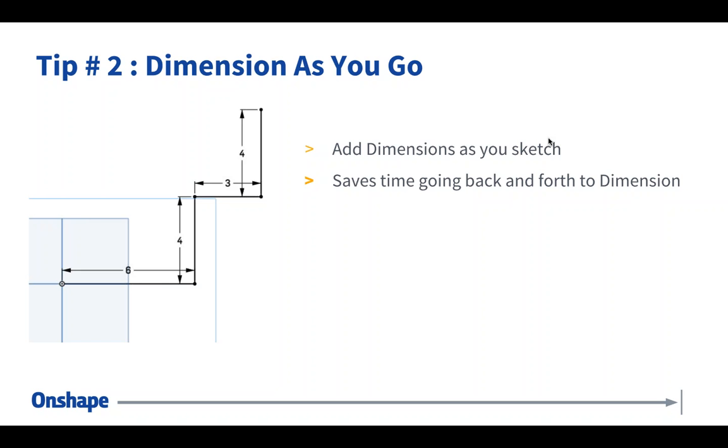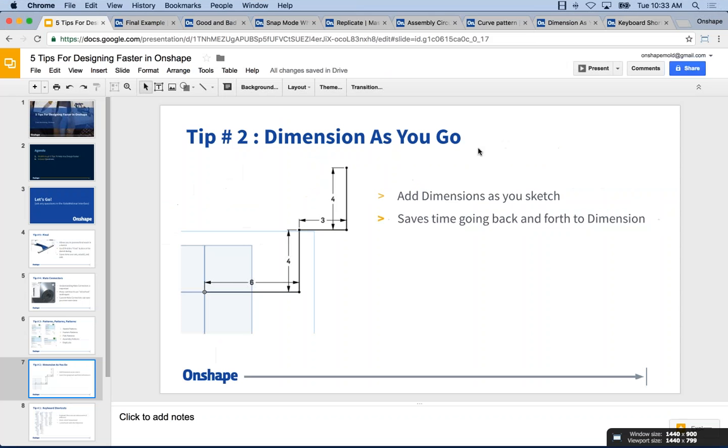So a big tip, and it really can save you a lot of time, is just typing in a number as soon as you sketched a piece of sketch geometry. Line, circle, rectangle, ellipse, it doesn't really matter. Anything that you can apply a dimension to, you can dimension on the fly as you're sketching. So let me show you a quick example of this.